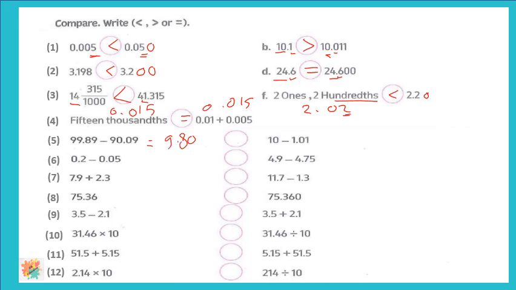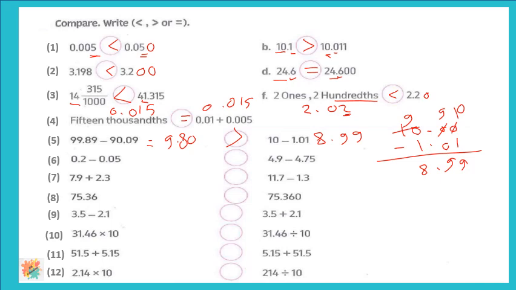Here 10 minus 1.01. We can do 10.00 minus 1.01. So this 10 becomes 9, and here it's 9, here it's 10. So 10 minus 1 equals 9, 9 minus 0 equals 9, and 9 minus 1 equals 8. So this number is the greatest.